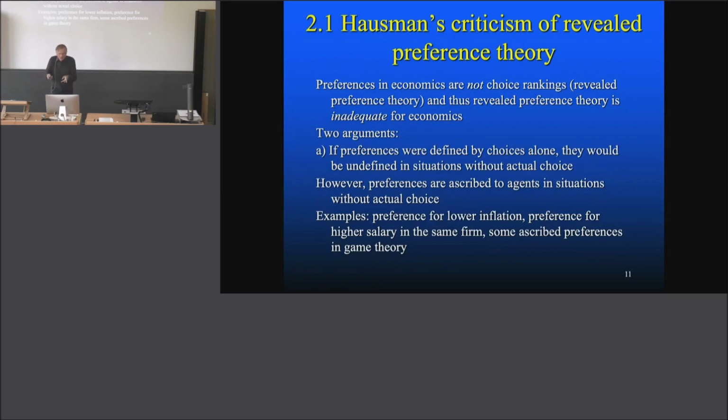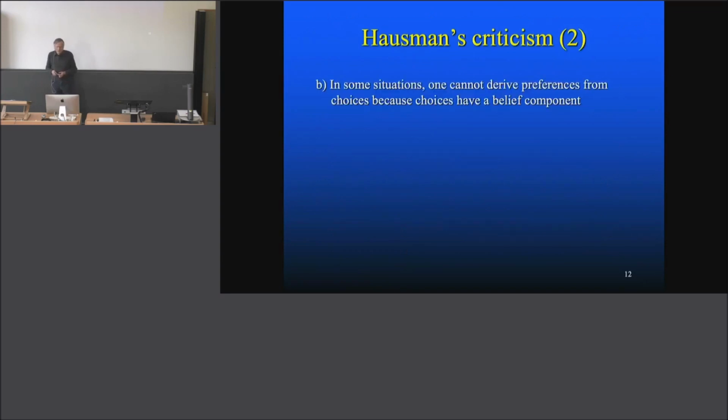Then that's a choice. But if you say that the person has a preference for a higher salary in the same firm, there is no choice. And then, in a strict reading of revealed preference theory, the preference would be undefined. Or the same holds for ascribed preferences in game theory, right? You set up a game, and then you describe what the preferences are, but there were no choices before, right? And the question is, how can you do that? Well, whether these are really knockdown arguments, that's a very different question, but these are the arguments that you find in Hausman, right? I'm not going to discuss them in greater detail here, but go rather to the second argument.